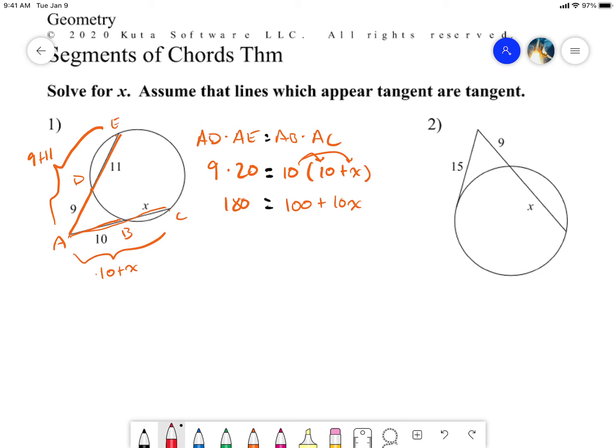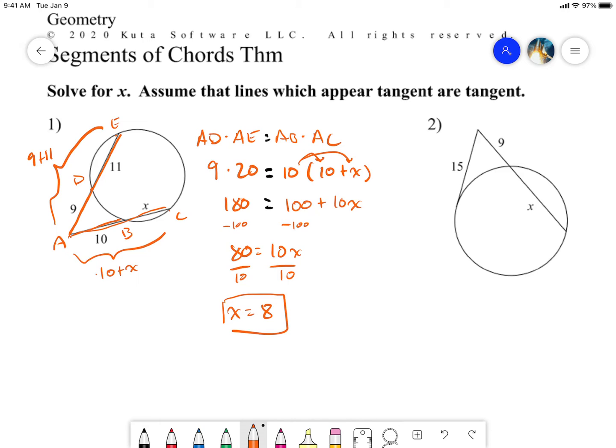So I'm just going to subtract 100 from both sides. And then you get 80 is equal to 10x. Divided by 10, divided by 10. And I get x is equal to 8.